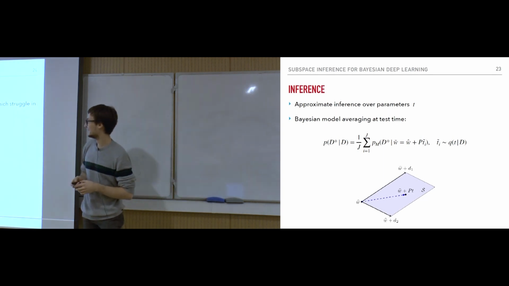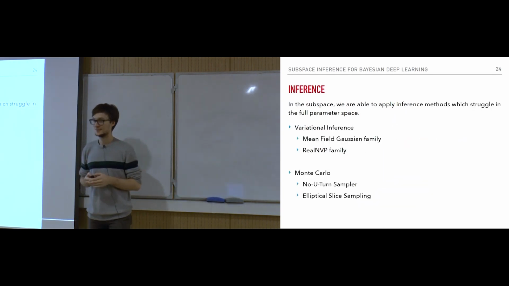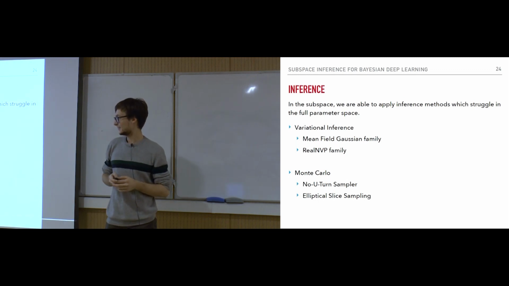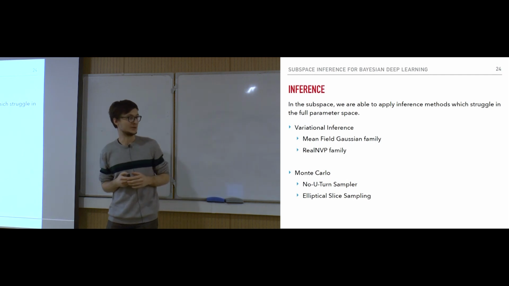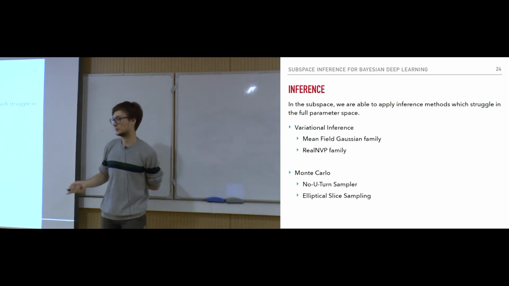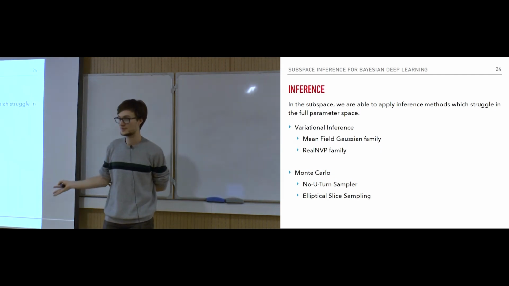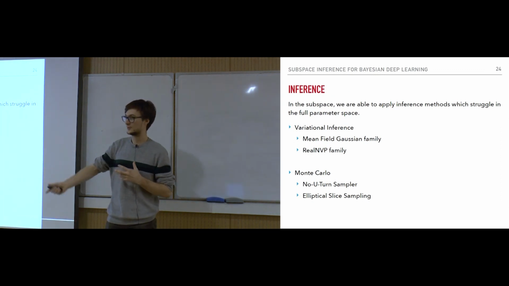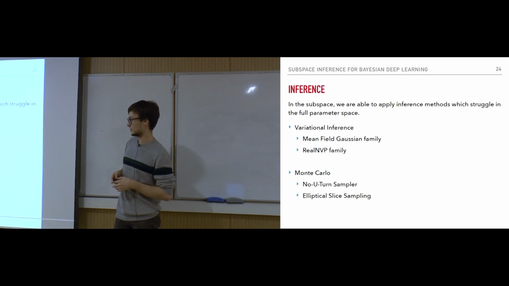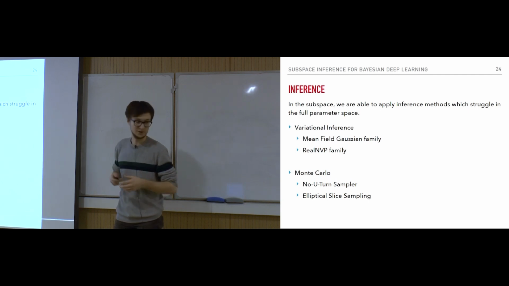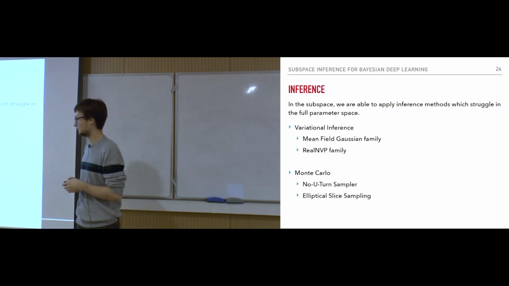Could you tell in a couple of words what the no U-turn sampler is? Actually, I don't know a lot, but it's something like HMC, Hamiltonian Monte Carlo, but with automatic tuning of the parameters, so you don't have to tune these parameters of HMC. It's easier to apply than HMC, and it's used in physics as far as I know.